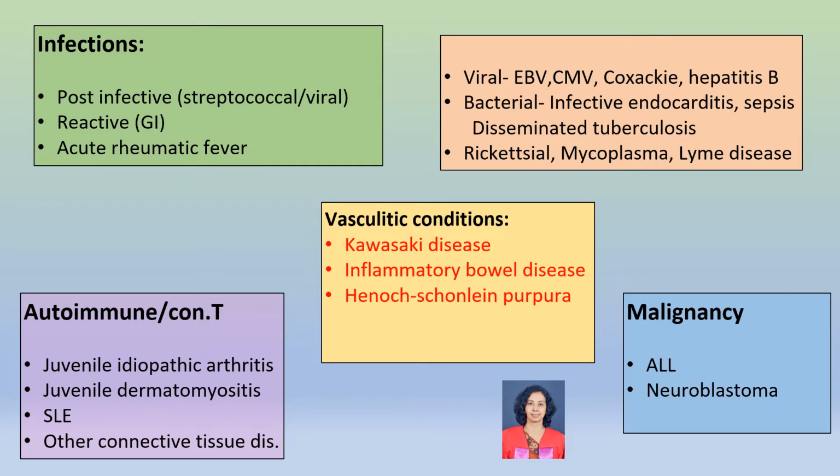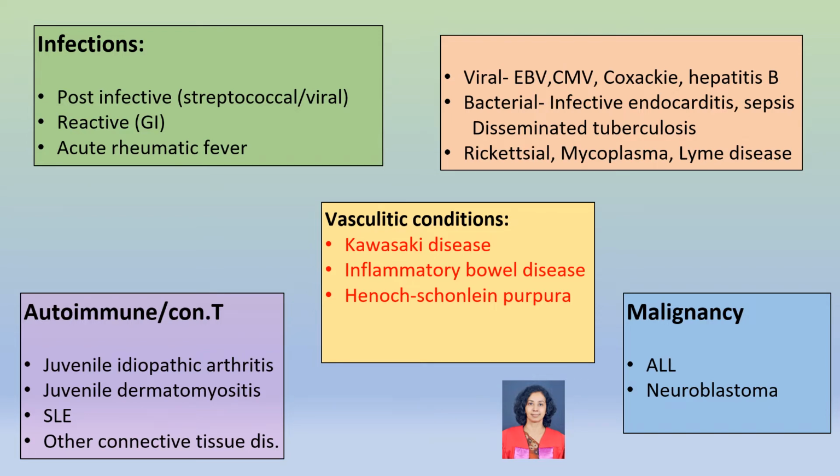Inflammatory bowel disease is also well known to be accompanied by arthritis, but however this age group is not very compatible with initial presentation of an inflammatory bowel disease like Crohn's disease. Henoch-Schönlein purpura is associated with a typical skin rash, and also they may complain of severe abdominal pain, and you will have to perform a thorough examination to rule out this condition.